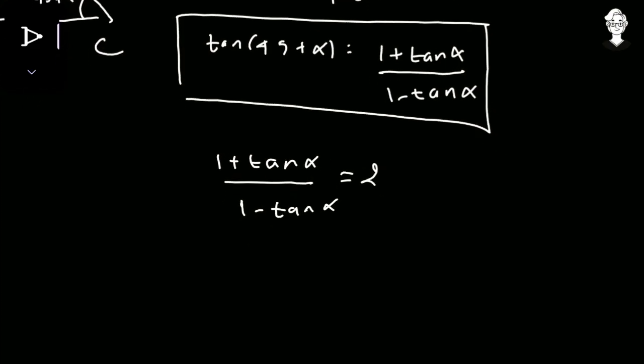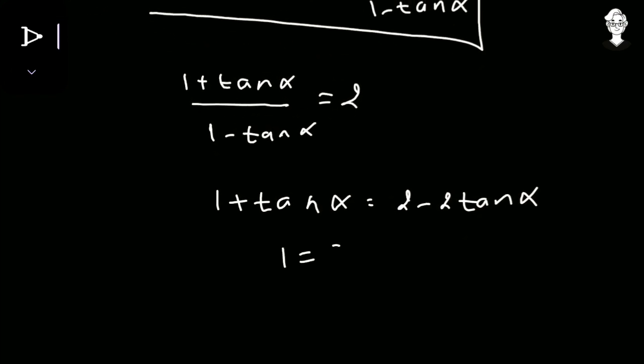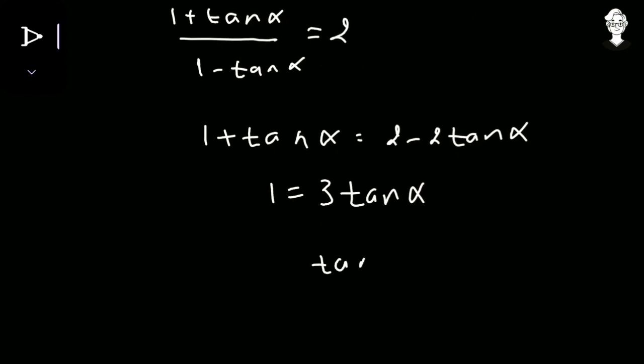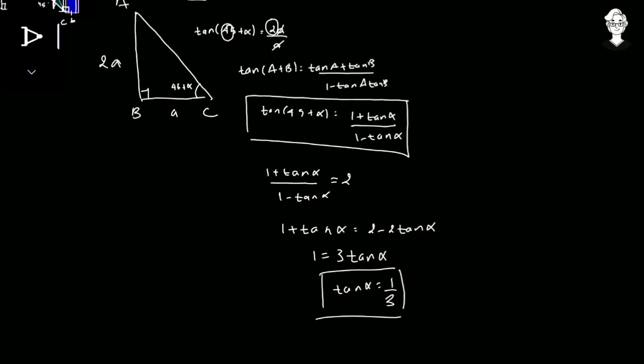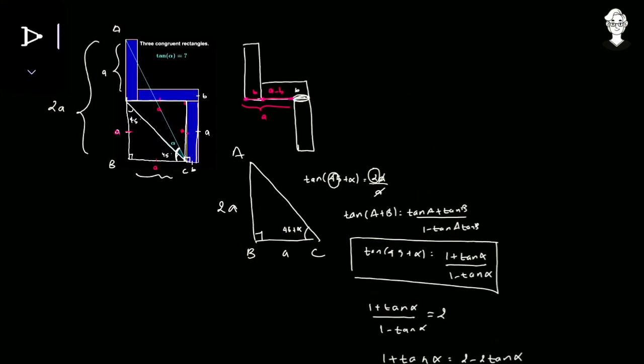Now from here, cross multiplication, so 1 plus tan alpha is equal to 2 minus 2 times tan alpha. Now a little adjustment, so we get that 1 is equal to 3 times tan alpha. So finally from here, tan alpha is equal to 1 by 3 and that's our answer. That tan alpha has a value equal to 1 by 3 in this particular question.